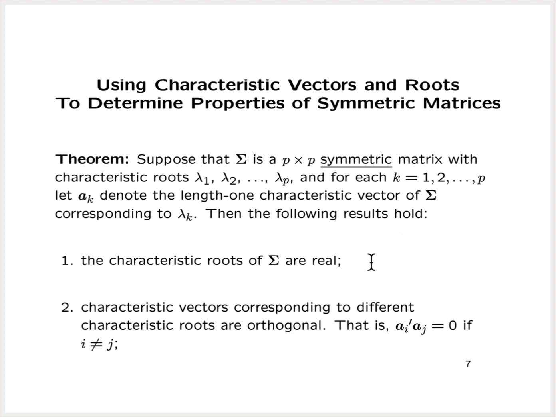The first is that all of the characteristic roots of Sigma, all p of them, are real numbers. None of them are imaginary numbers. None of them are complex numbers. They're real numbers.